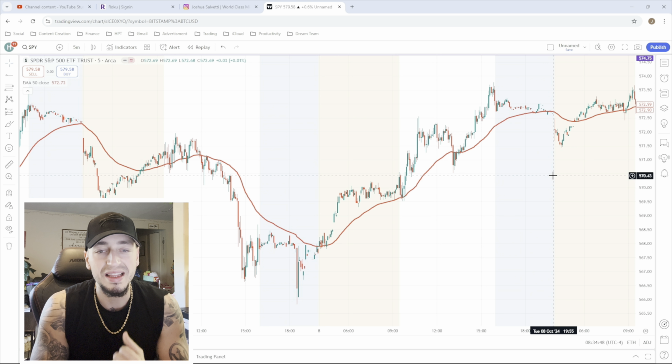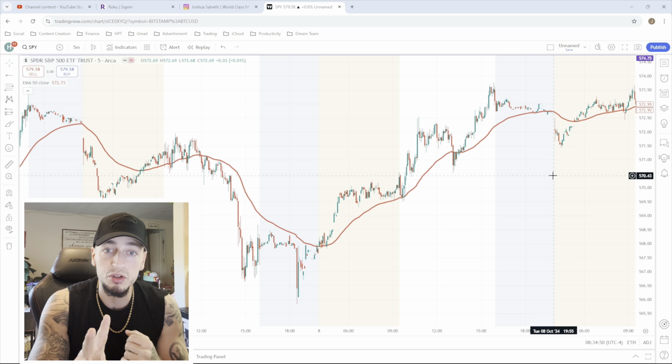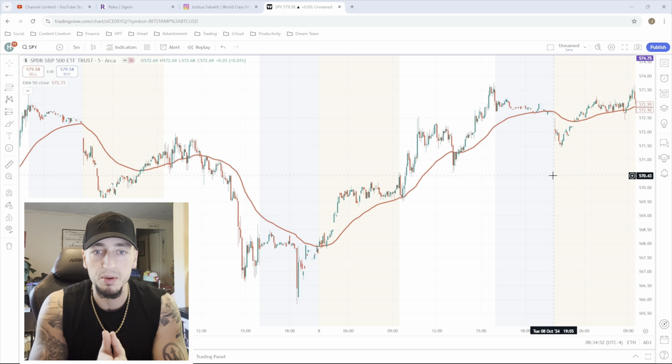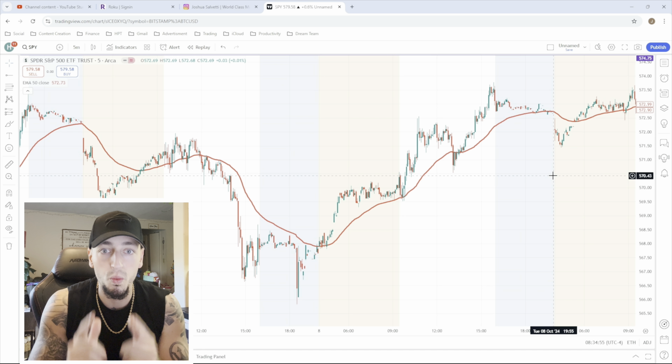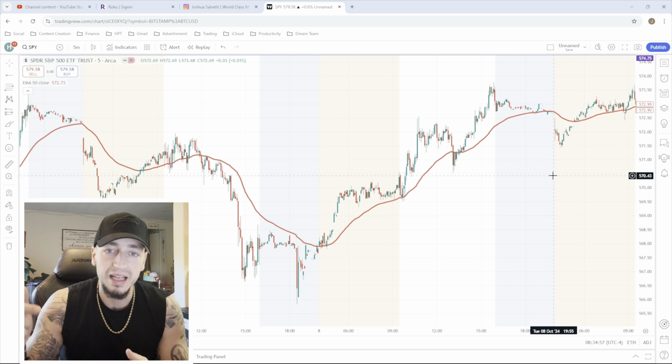Then the moving averages. This is the 50 EMA. I also use the 9 and the 20, but I'm only going to be breaking down the 50 in this lesson. If you want more information on the 9 and 20, comment 9 and 20 below.